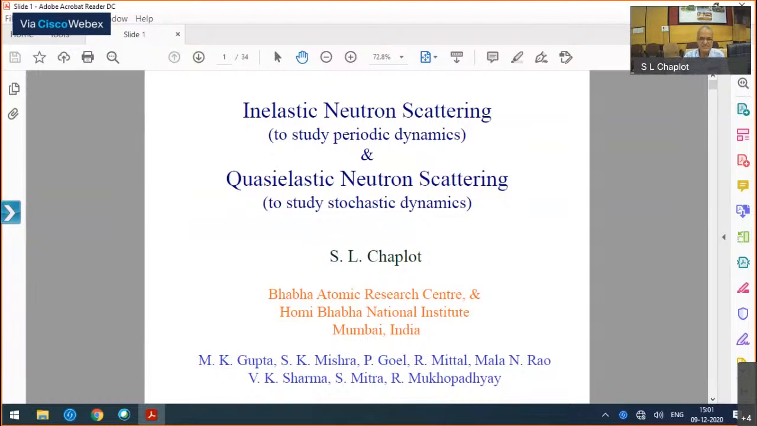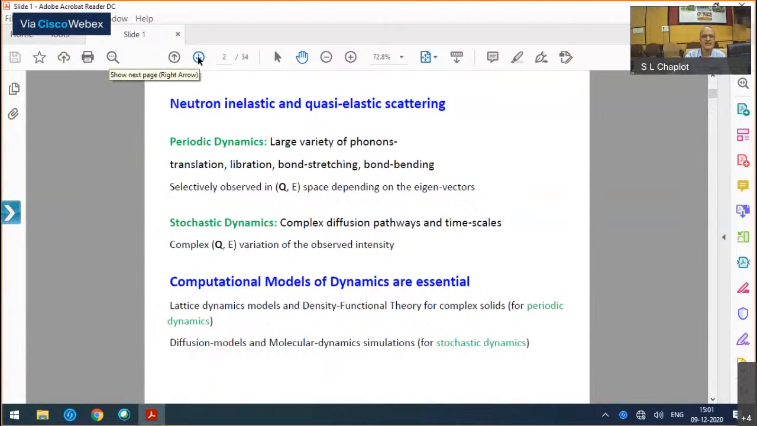Okay, good afternoon. Welcome to this third lecture on inelastic neutron scattering and quasi-elastic neutron scattering. Just so, what are the things we look at? As you said, we have the periodic dynamics and the stochastic dynamics, which respectively are studied using inelastic and quasi-elastic neutron scattering.